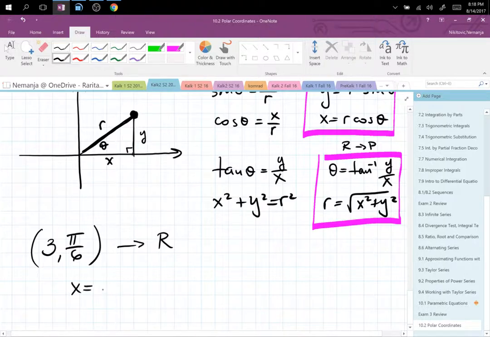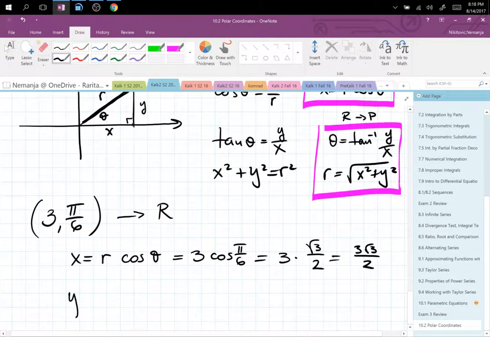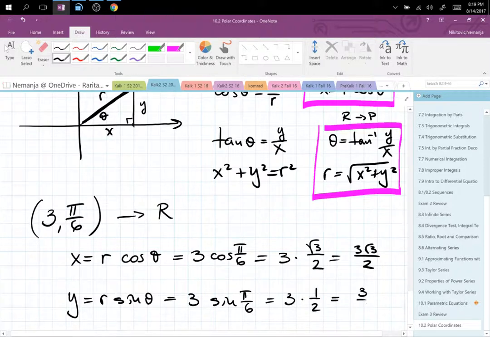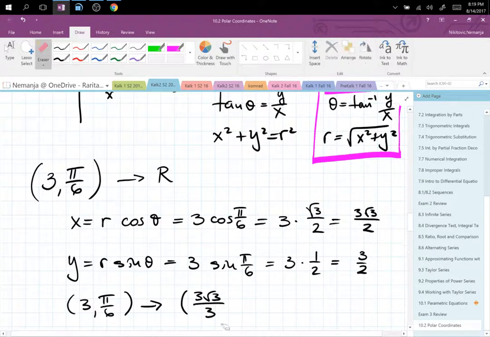Well, x is r cosine theta, which in our case is 3 cosine of pi over 6, which is 3 times root 3 over 2, which is 3 root 3 over 2. And y is r sine theta, which is 3 sine pi over 6, 3 times a half, 3 halves. So the point (3, pi over 6) converts into (3 root 3 over 2, 3 halves).